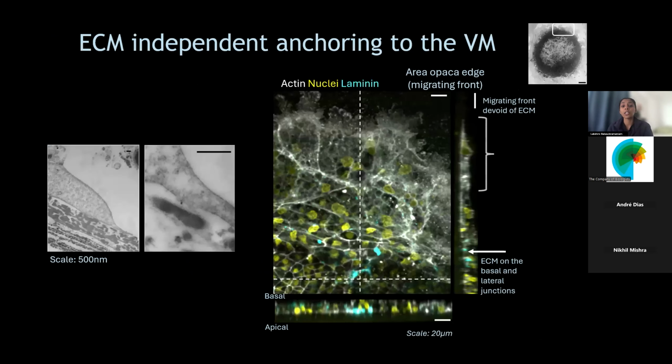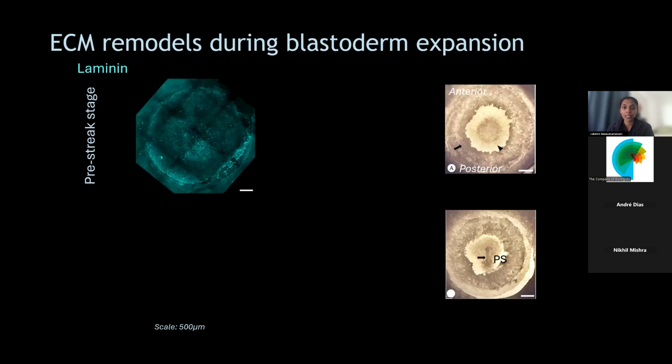So earlier I showed this data set where we see that the cells on the edge itself do not have any laminin staining. So these are the group of cells that are anchored onto the vitelline membrane. But when we go further down, we see ECM present in between cells. And if we go further down, we see ECM on the basal surface. So we first went on to characterize the localization of ECM.